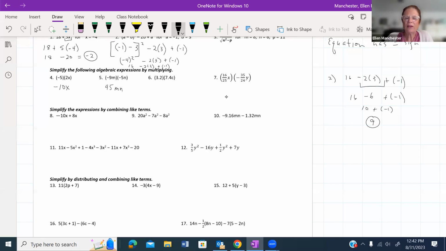And then decimals, I'm going to do the exact same thing. I'm going to go 3.2 times 7.4, which is 23.68. And then the variable just follows along.